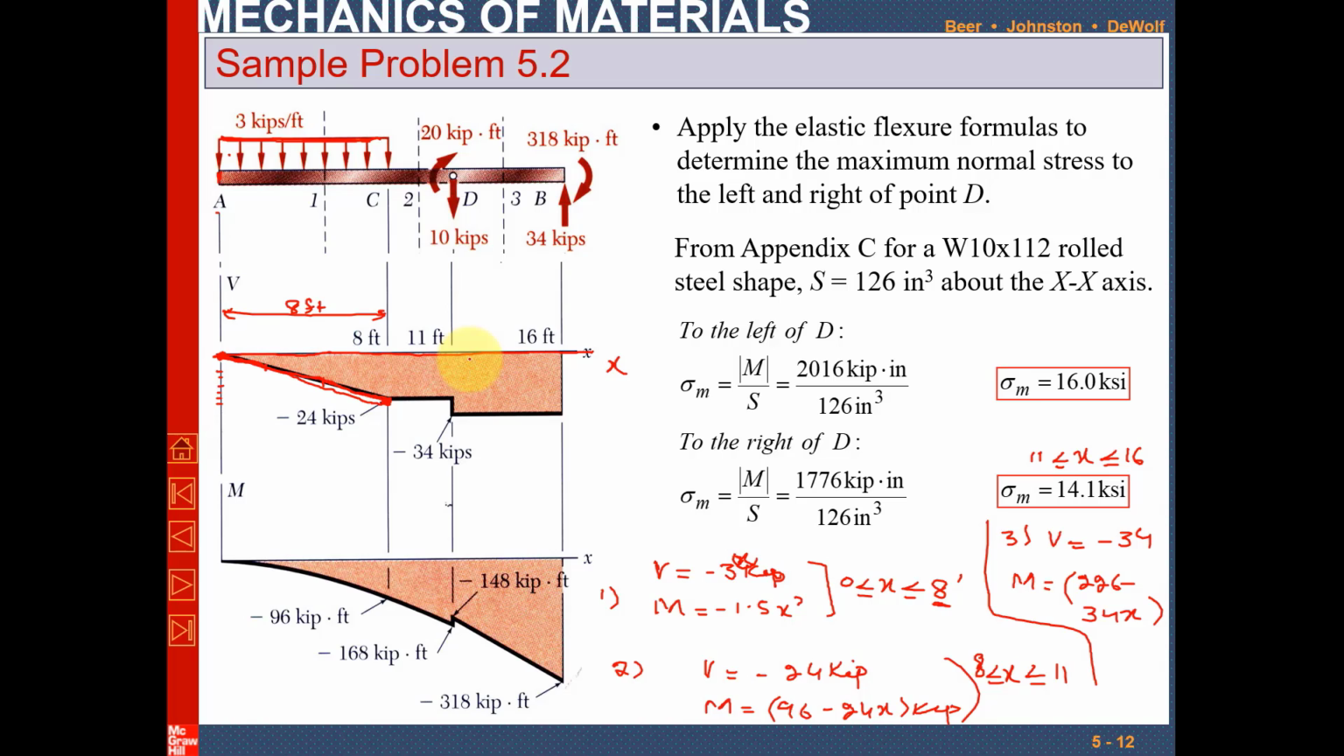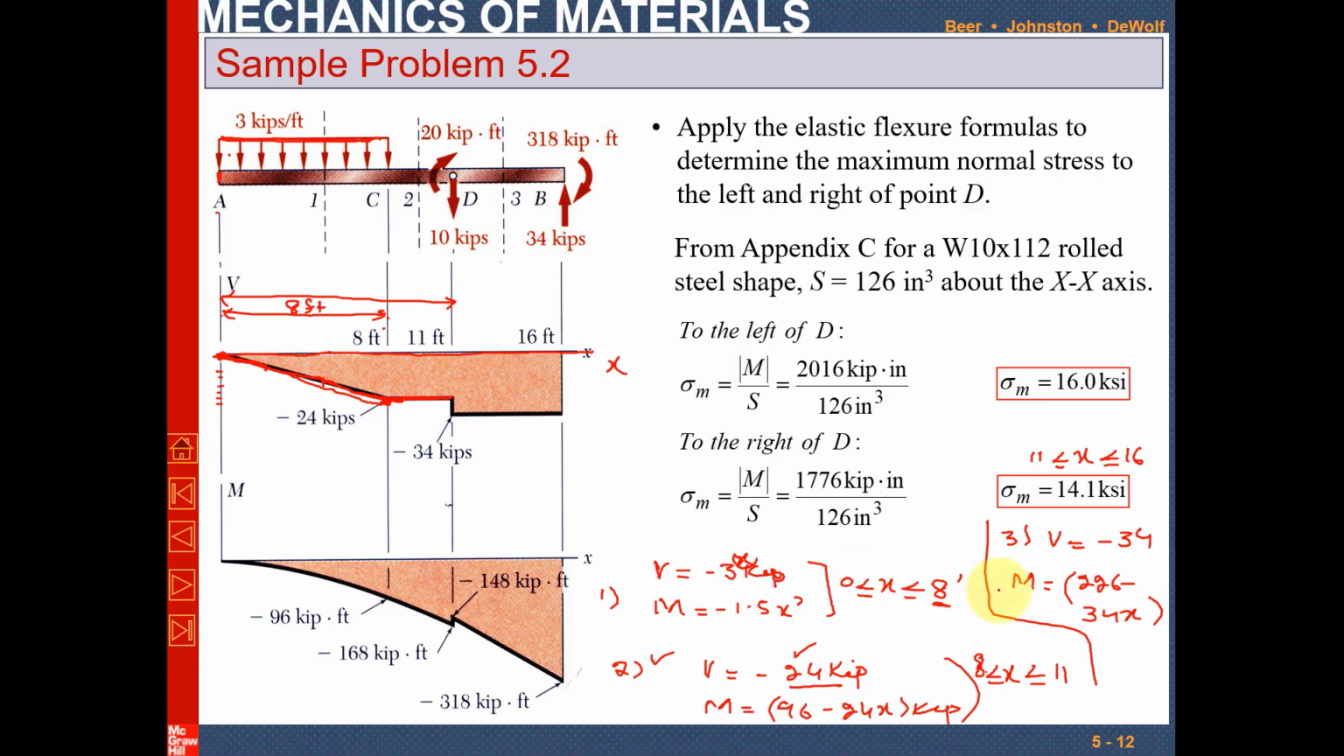Now we will move to section 2. For section 2, we have shear force equal to minus 24 kips and x greater than 8 and less than 11. So it is a constant number, which means from 8 to 11. The distance from this to this is 8 and from this to this is 11 feet. So from 8 to 11, the shear force is only minus 24. This is a constant line, a constant value.